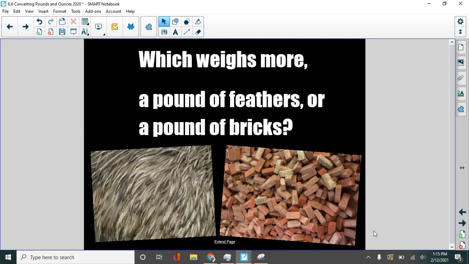Hello, fourth graders. A little question here for you. Which weighs more, a pound of feathers or a pound of bricks?